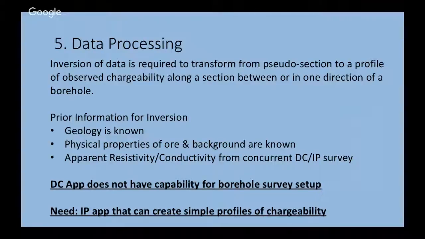For data processing, we have a lot of information that we know already because it is a mine that has been in operation for a long time. So we can use all these for inversion, and it's really well known. Currently the DC app on the GPG doesn't have the capability for a borehole setup survey, and similarly we would need an IP app to do the same thing.